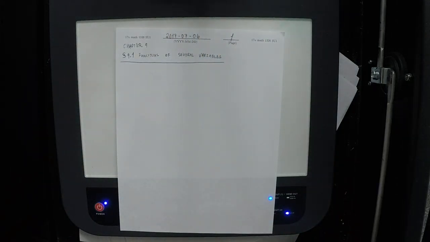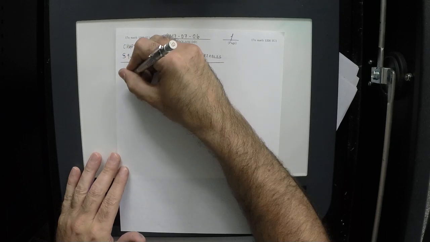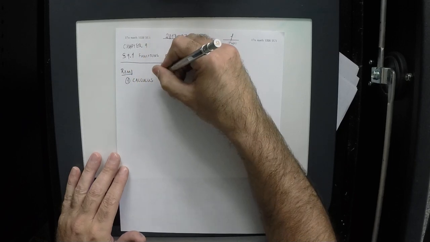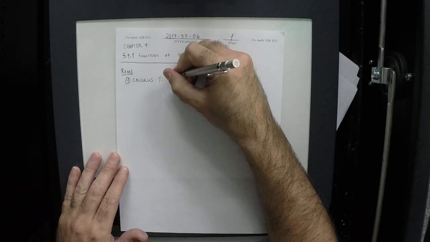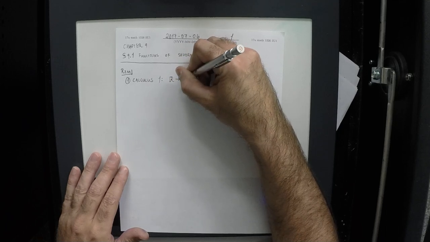Okay, so in the first place, there's a lot of details to cover in chapter 9, but in order to make sure you don't get lost in the sea of details, I'd like to give you a bird's eye view of what it looks like. So in calculus 1, you more or less are concerned with functions that have this signature, reals to reals.